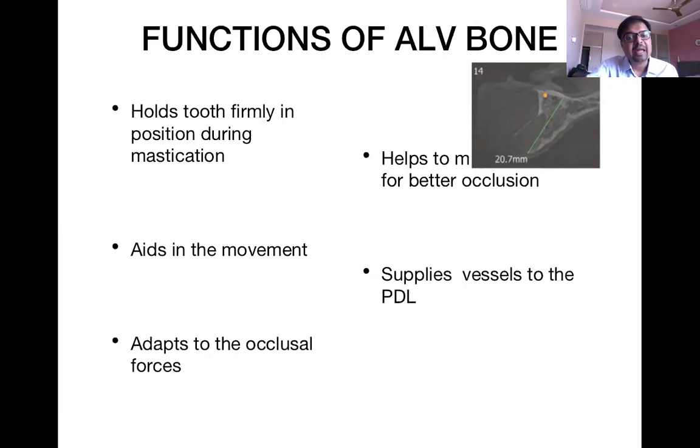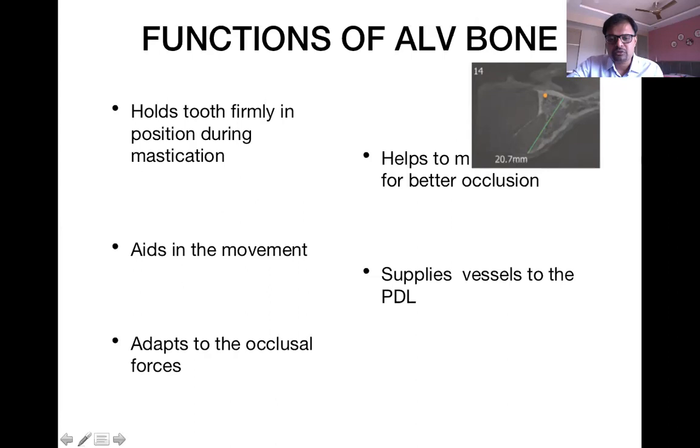Third, it adapts to occlusal forces. We have to understand that every tooth and every individual has different types of masticatory or biting forces. Depending upon the kind of forces that I generate or you generate, the alveolar bone undergoes modeling or remodeling, which is determined by the forces. So depending upon the kind of forces generated, that kind of alveolar bone is formed. We'll study about this as we go further.